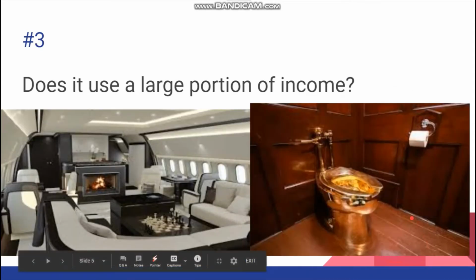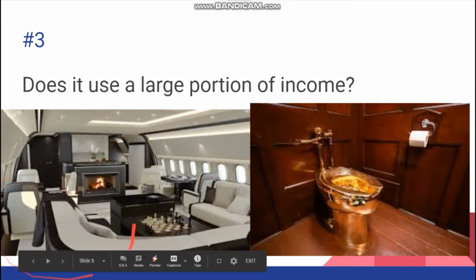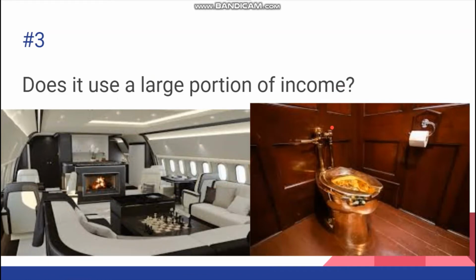And then lastly, does it use a large portion of income? If it uses a large portion of income, it's going to be more elastic. The reason why is because a large portion of income is noticeable. If you're going to buy a plane, a luxury jet or a gold toilet, you're going to notice that purchase. And so if the price is too high or if the price changes, you might not buy it.